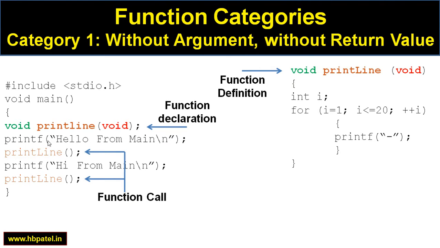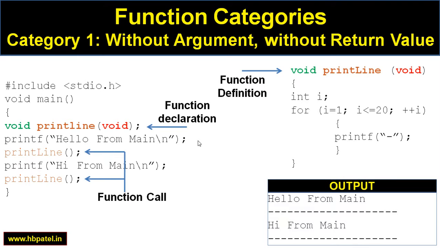And then there is a statement like hello from main. So if I run the program, first I'll be getting this statement hello from main, and then this is my function call. So this is very important. From here it will jump to this function and it will print 20 hyphens. 1, 2, 3, 4, 5, 6, 7, 8, 9, 10, 11, 12, 13, 14, 15, 16, 17, 18, 19, 20. These 20 hyphens will be printed and then it will come back to main. Then again there is a statement hi from main.